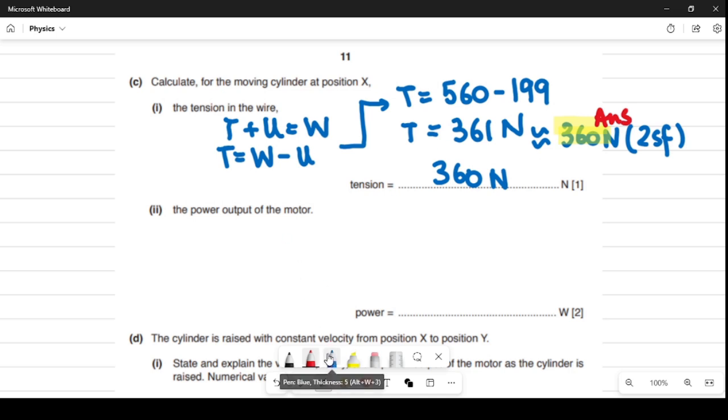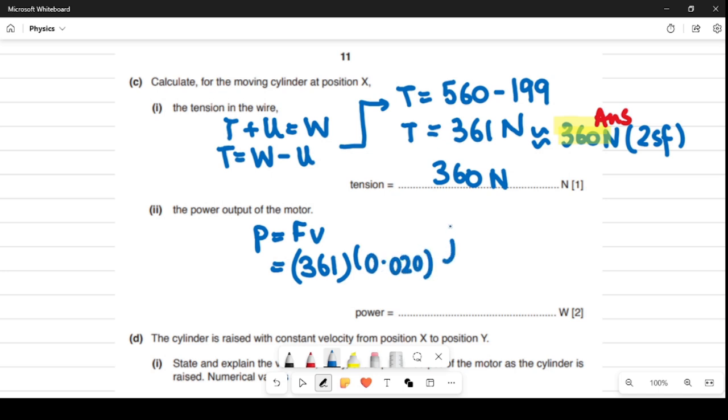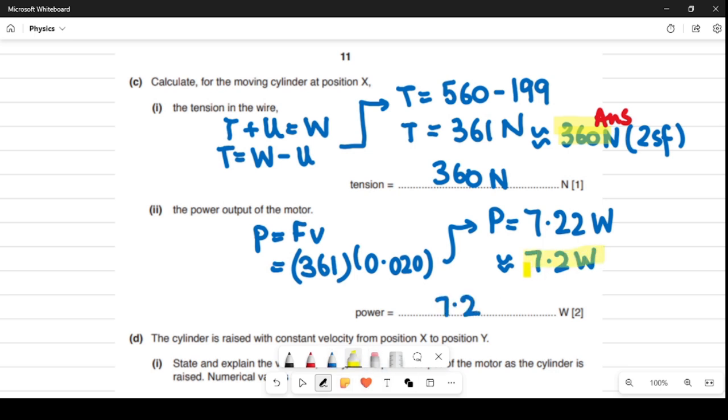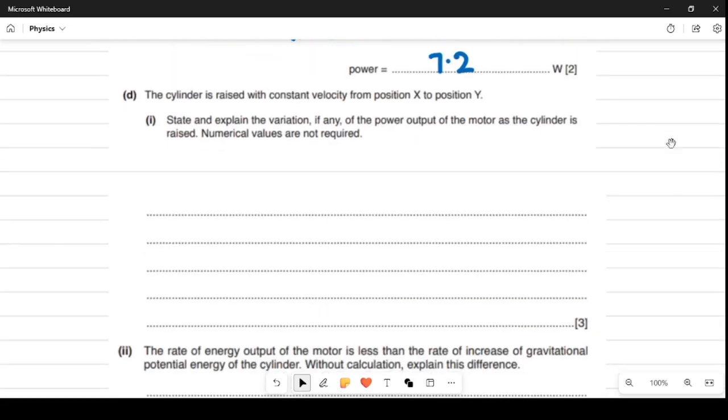The power output. So for the power output, we know power is equal to force into velocity. Force we have 361. Velocity we have 0.020. Power will be 7.22 watts, rounded off to 7.2 watts. So this is your C part. Moving on to the D part.